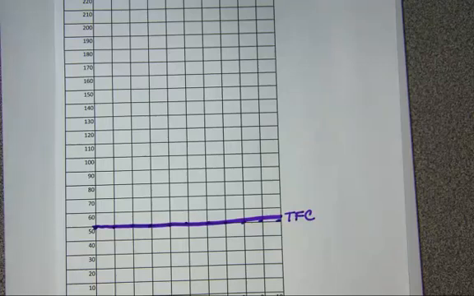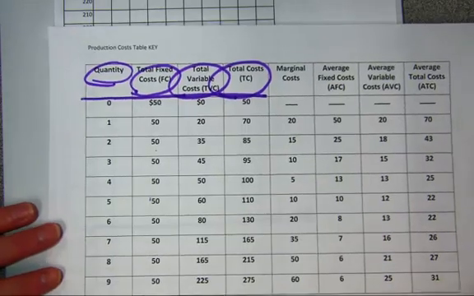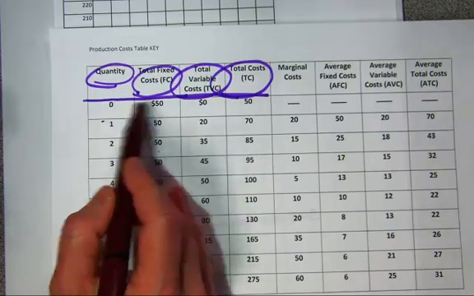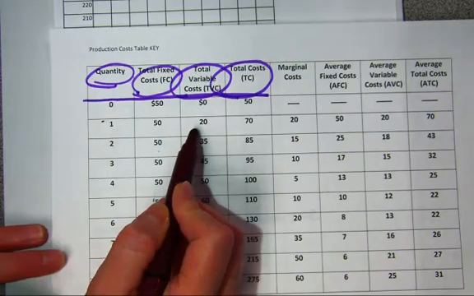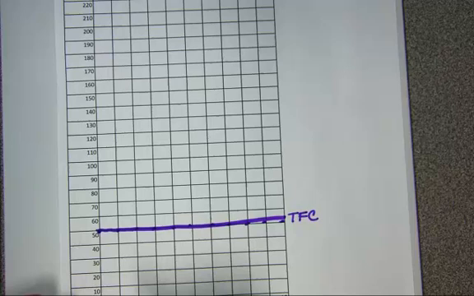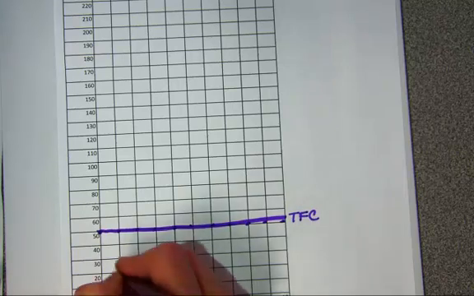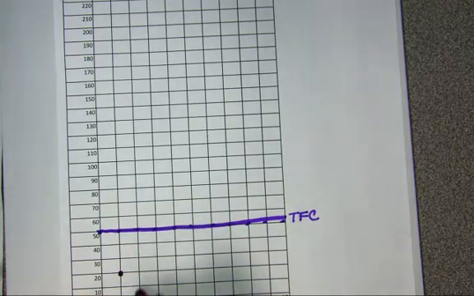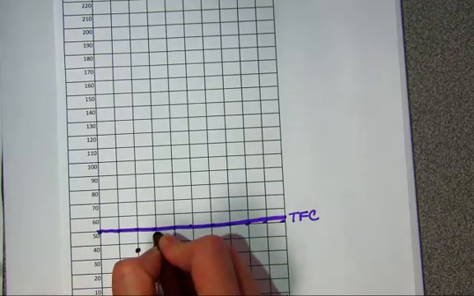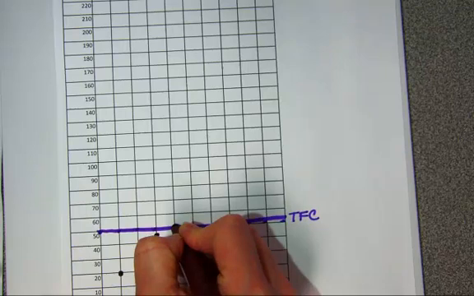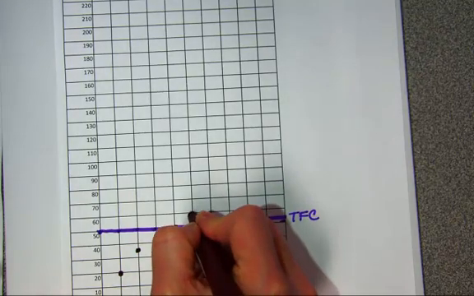The next one we're going to take a look at is total variable costs, and you'll find that in the column TVC. Notice when we're producing 0 units, we don't have any variable costs. But then as we increase our output, those variable costs start to go up. So let's just go ahead and graph that one. Again, 0 quantity, total variable costs are 0. When we produce 1 unit, total variable costs are 20. At 2 units, total variable costs are 35. At 3 units, total variable costs are 45. At 4 units, total variable costs are 50. At 5 units, total variable costs are 60.